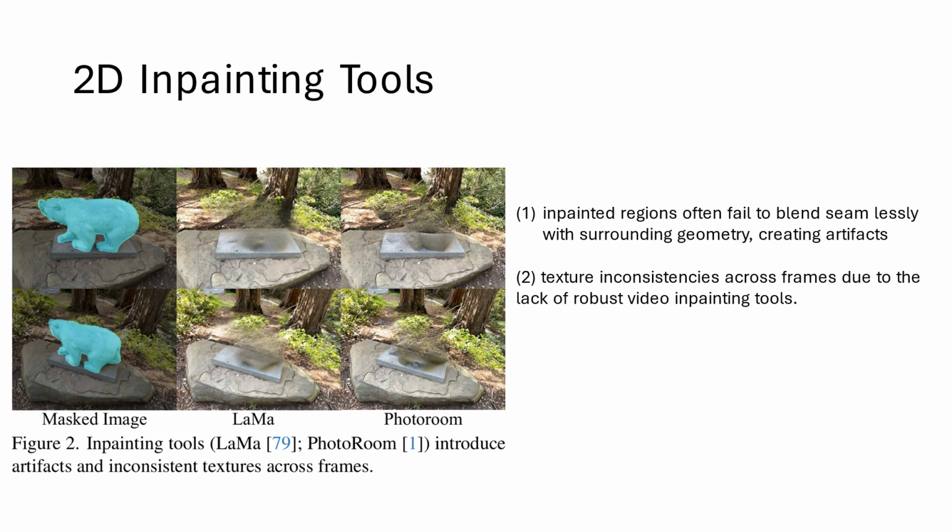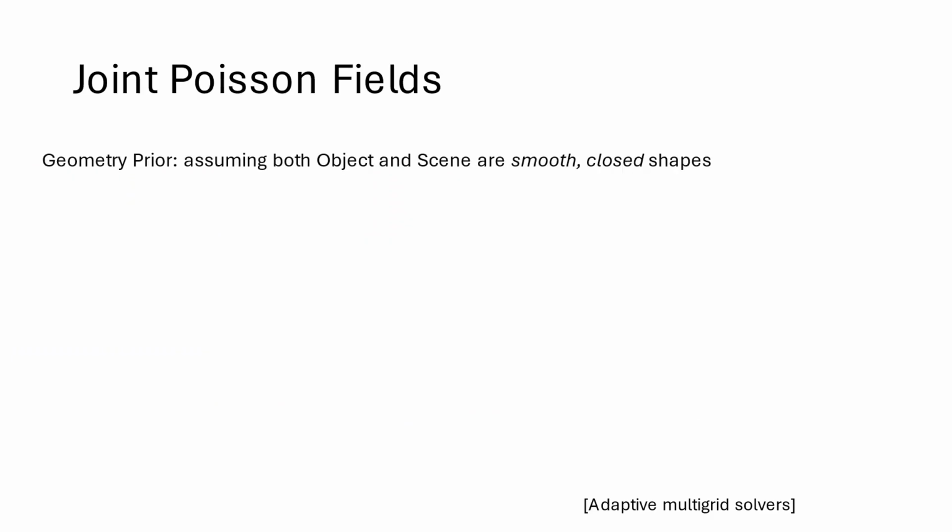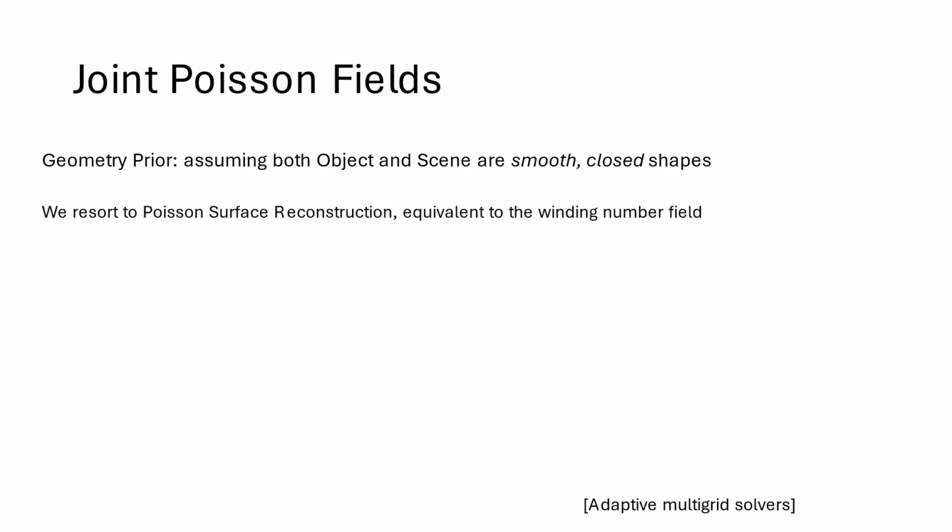That may be the next direction for that. So our approach is authorizing the geometry restoration using the intrinsic Gaussian splatting geometry priors to ensure a coherent surface, even when the texture inpainting is imperfect. Okay, let's go into our joint point fields.